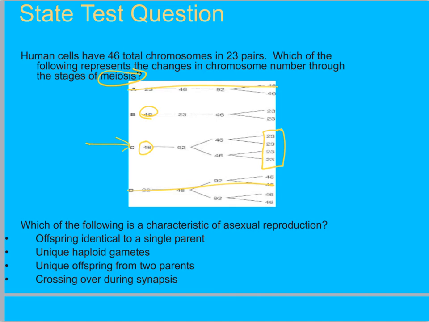Your second question, which of the following is a characteristic of asexual reproduction? Offspring are identical to a single parent, unique haploid gametes, unique offspring from two parents, or crossing over during synapsis. Well, hopefully you know that all of these are sexual because they all apply to meiosis. Whereas asexual, you're going to have identical offspring from one parent.